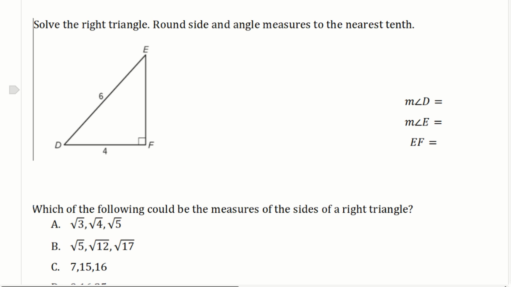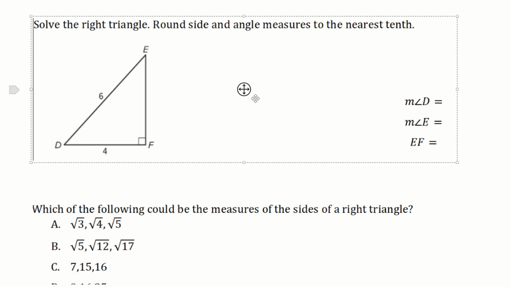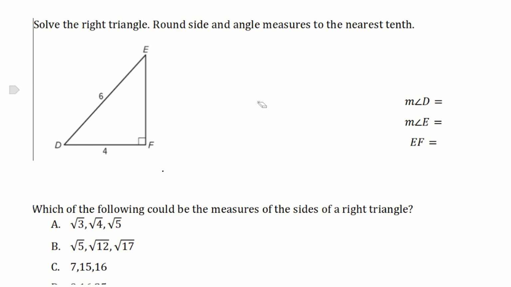All right, so solve the right triangle, round side and angle measures to the nearest tenth. Okay, so we have a right triangle here. We want to solve it. Solving it means you want to get all the angles and all the sides. They already told you this is 90 degrees, so you don't have to figure that out, but you do have to figure out these two angles, that one and this one. Let's call this X here. So this is going to give us X, which is equal to EF.